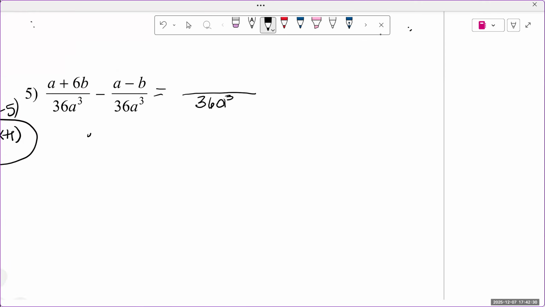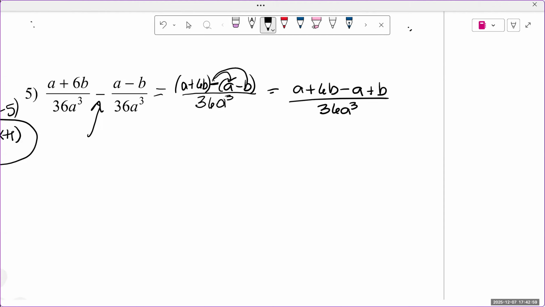Number 5. Now, when there is a minus in between, we're going to be very careful and we're going to put parentheses. The minus in between does not affect the first two terms, but I need to distribute it. Minus a minus is plus b. Then combine like terms. A, take away a, cancels. So I have 6b plus b is 7b over 36a cubed.